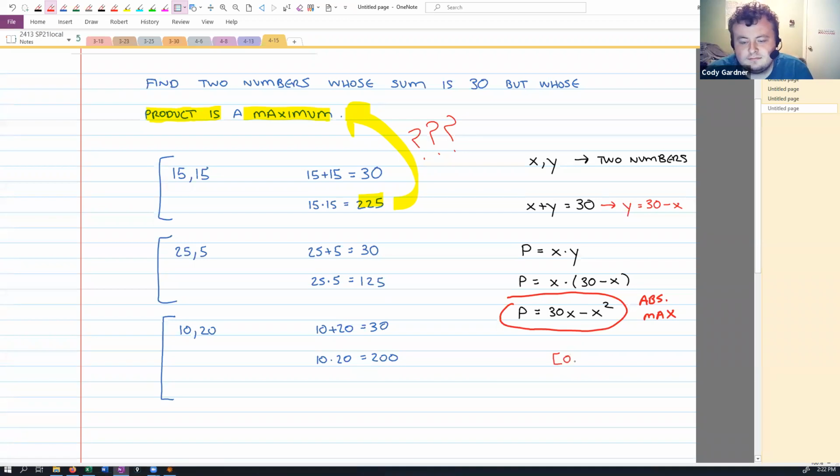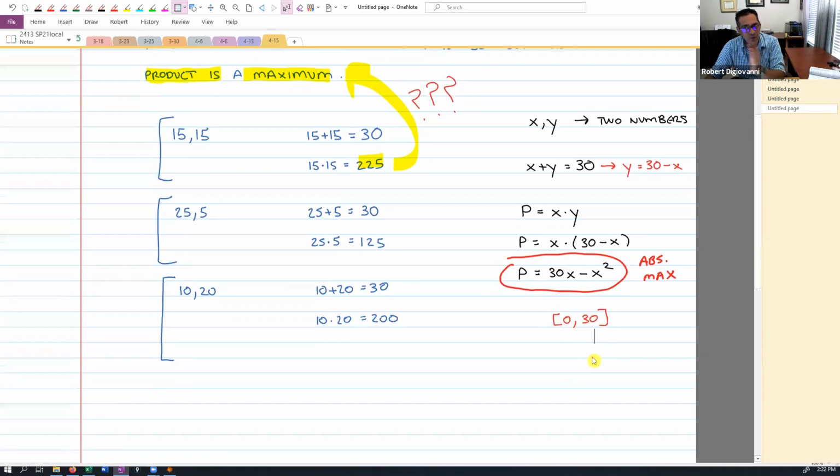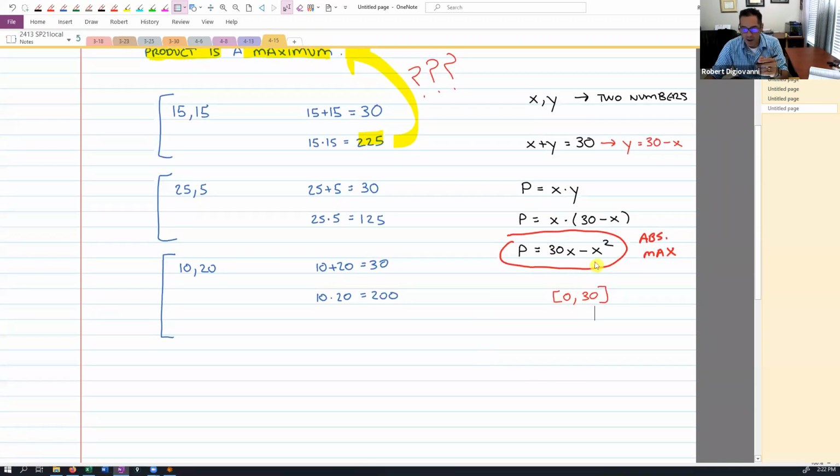If we say that these have to be positive, then the smallest x would be 0, right? Because if x is 0, y would have to be 30. Do you agree with that, for them to add up to 30? Or you could have x go all the way up to 30, which would mean that y would have to be 0. Does that make sense? So we have a restriction on what x could be. And now we're basically doing a problem that we've just learned how to do today.